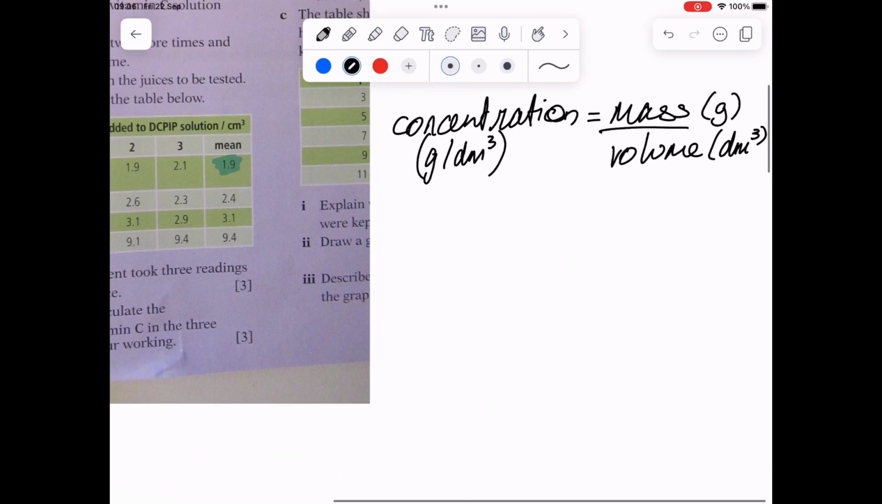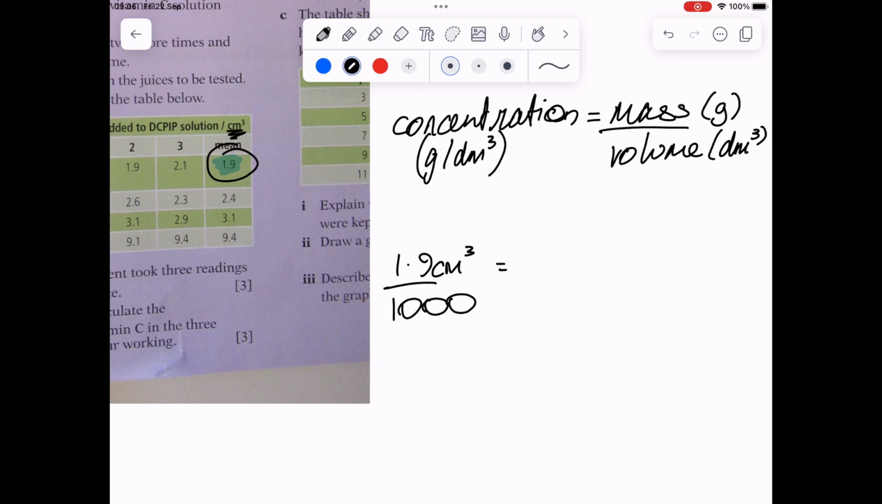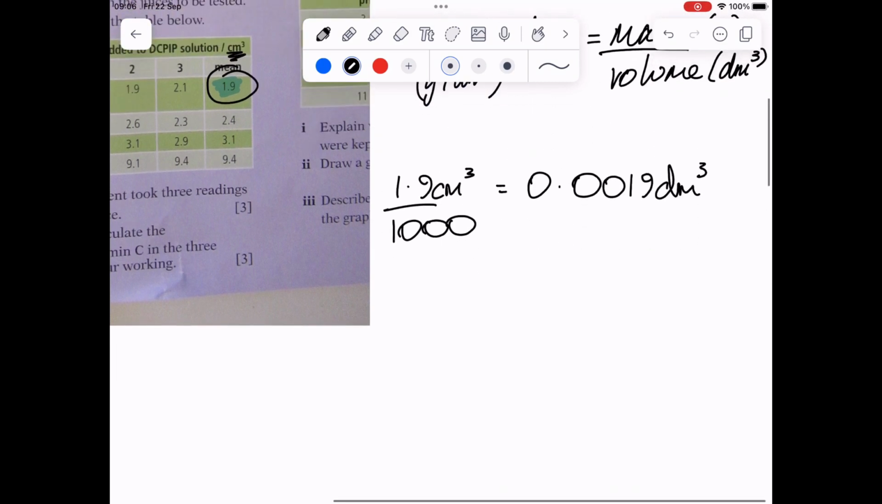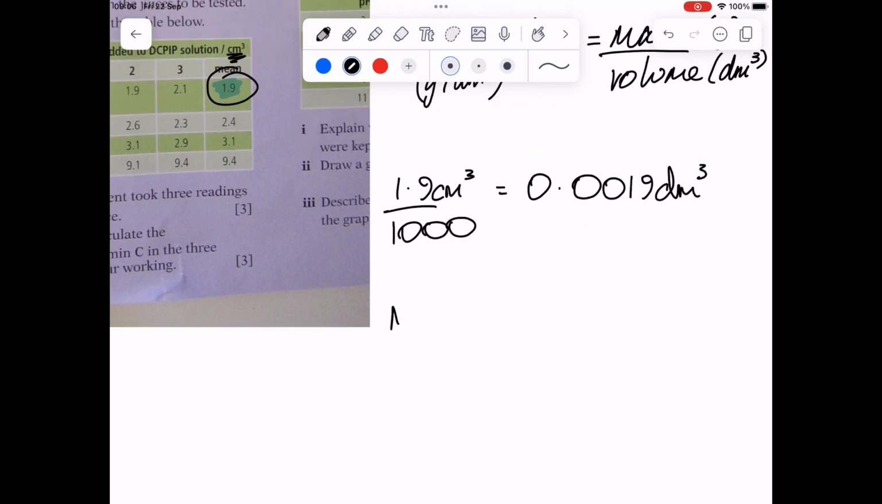Now we'll always use the mean, of course, because that's the point of doing multiple readings and calculating the mean. So we'll take 1.9 cm cubed, and we'll divide it by 1,000 to give us 0.0019 dm cubed.